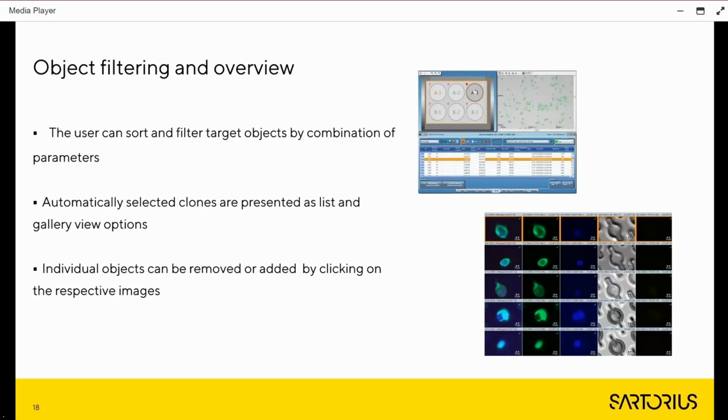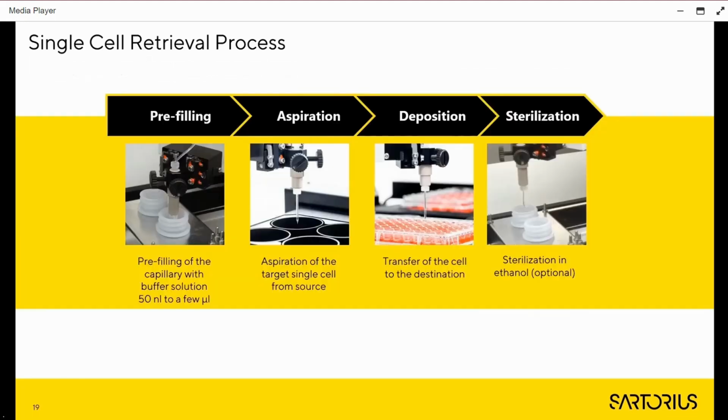All filtered objects then are listed in a gallery view where we can inspect them visually. From the gallery view, we can also manually deselect objects to remove them from the pick list. Now it's time to move to the picking procedure, so let's talk about it in more detail.